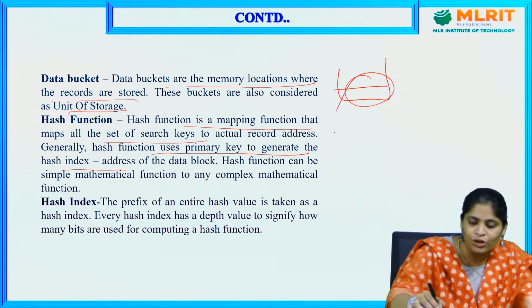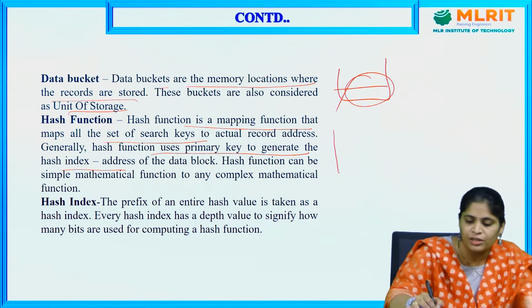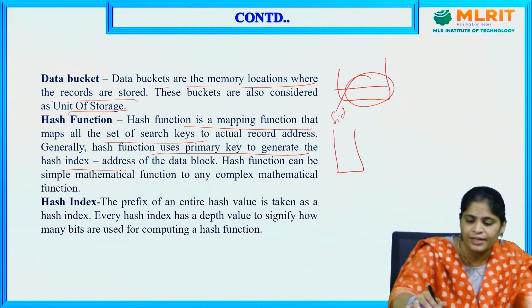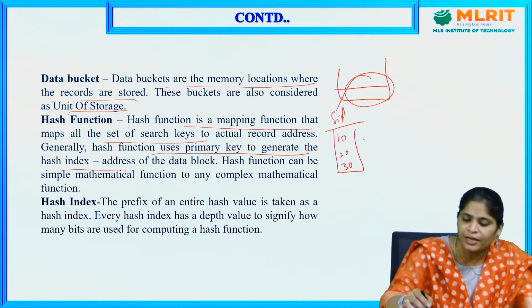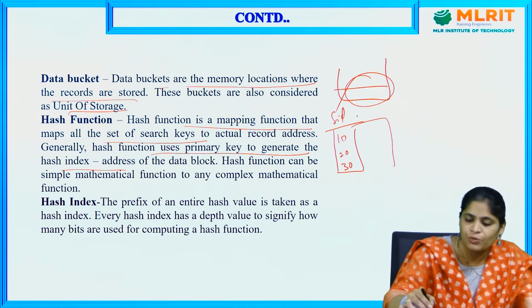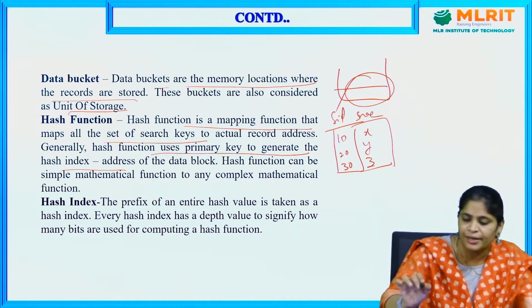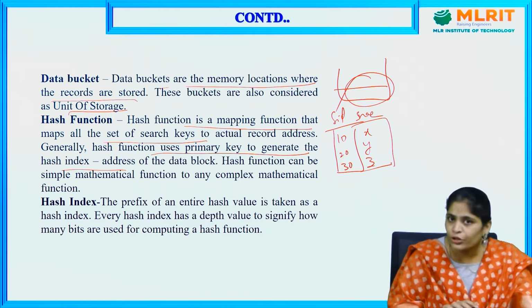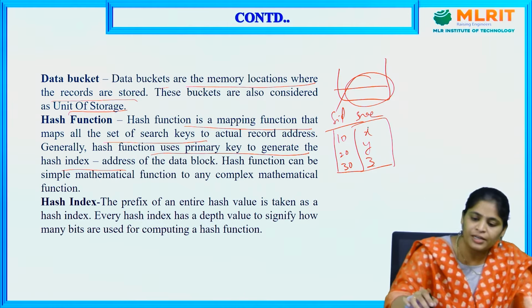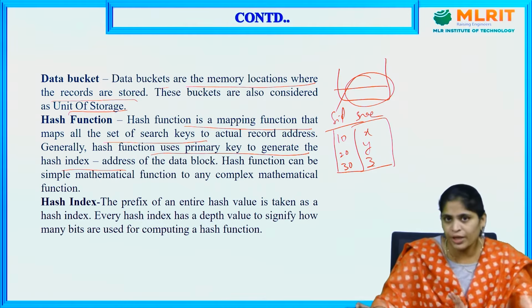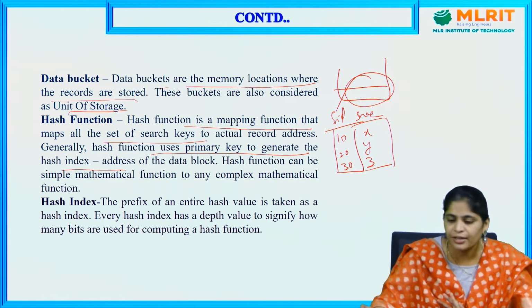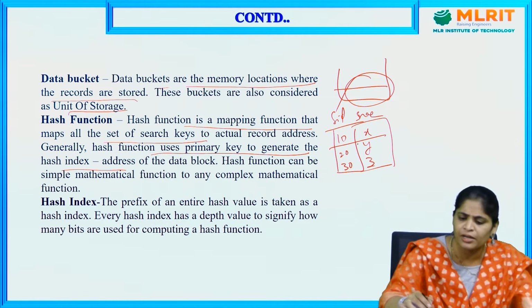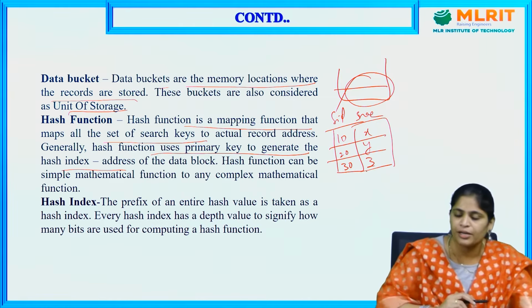So if at all, this is the SID, student ID, for example, 10, 20, 30. And this is the student name, for example, XYZ. This is the table. If at all I want to insert this particular data into a particular record, where should I? I want some address, right? Some location to store this particular record and this particular record and this particular record.